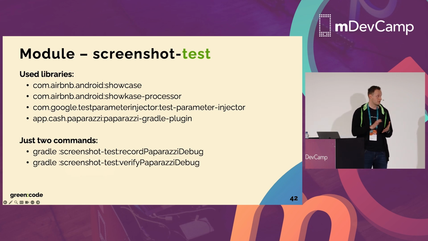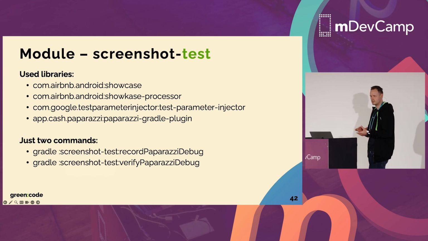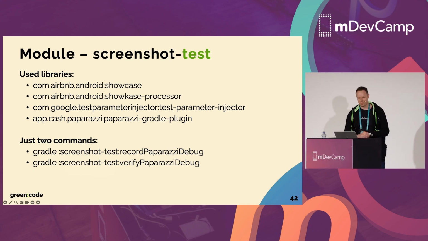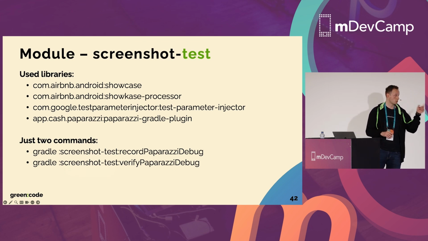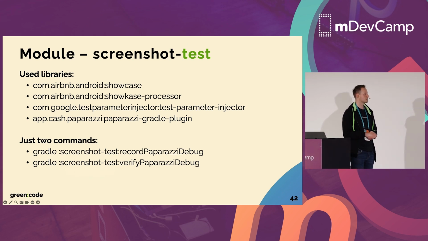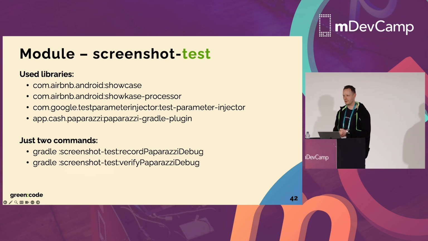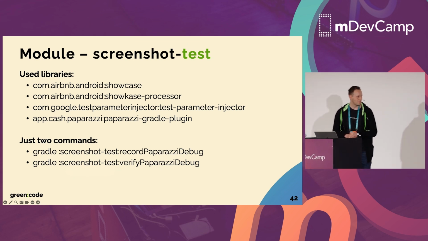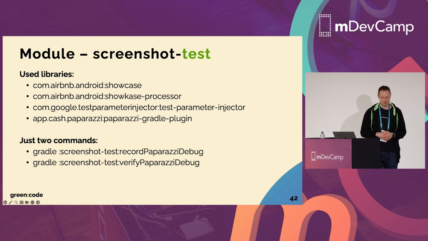Now, module screenshot tests. Our components are guarded by screenshot tests. They work without the need of an emulator, and they are pretty quick. What you need are those libraries: Showkase, TestParameterInjector from Google, and Paparazzi from Cash App. And how it works. First, you have to create a baseline for your screenshot test. So you have to call recordPaparazzi, and then when you would like to verify, you just call verifyPaparazzi.